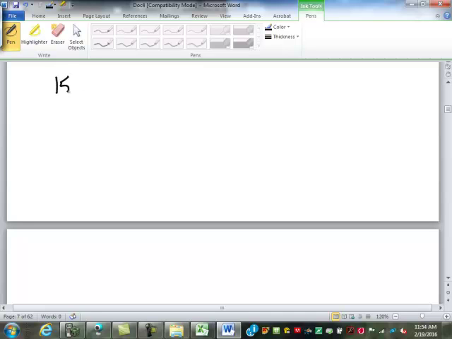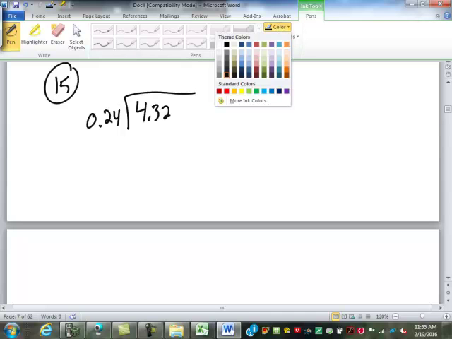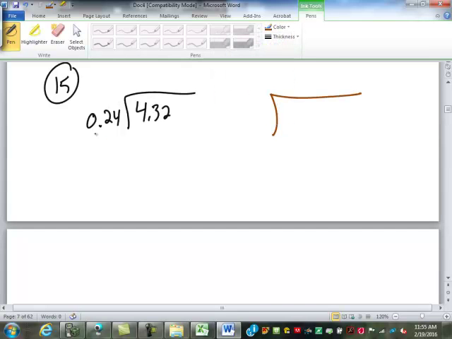15 trips a lot of people up. I used to have actually 14 and 15 in the section for no calculator, and I moved them a few years ago just because of the mistakes. 4.32 divided by 0.24. We have to move the decimal point 2 spots to make that 24. Move this 2 spots to make it 432. So that's the same as 432 divided by 24.